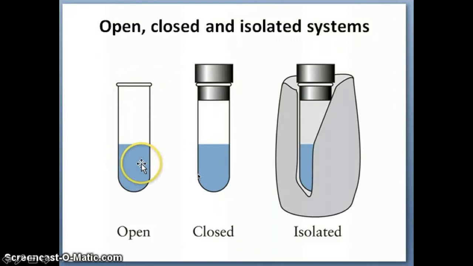And second, we call it closed system. In a closed system, the solution or the object cannot interact with the surrounding, but the transfer of energy from the system to the surrounding, or from the surrounding to the system, can still happen. But the third, we call it isolated system. The transfer of energy is really hard to happen because the system is covered by something that isolates the system.